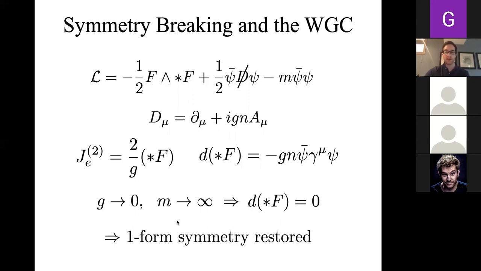Another limit to consider is the limit as m goes to infinity. Here you can integrate out the fermion, and at long distances, any symmetry breaking effects of it become exponentially suppressed. So in either the g goes to 0 limit or the m goes to infinity limit, the U(1) electric one-form global symmetry is restored. And these are precisely the limits that the weak gravity conjecture is trying to forbid.